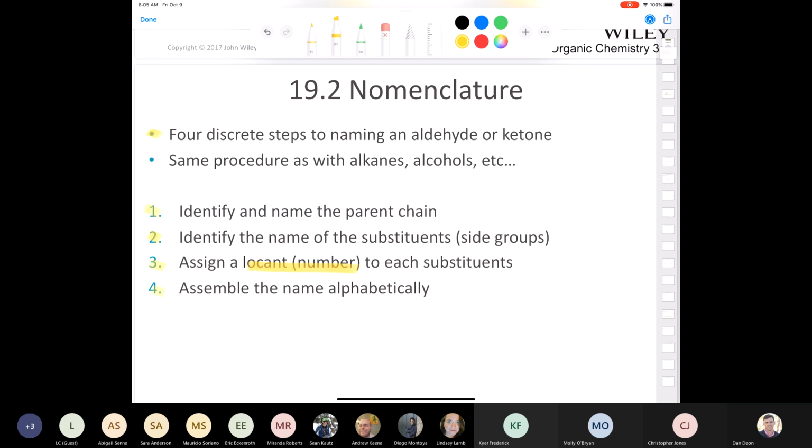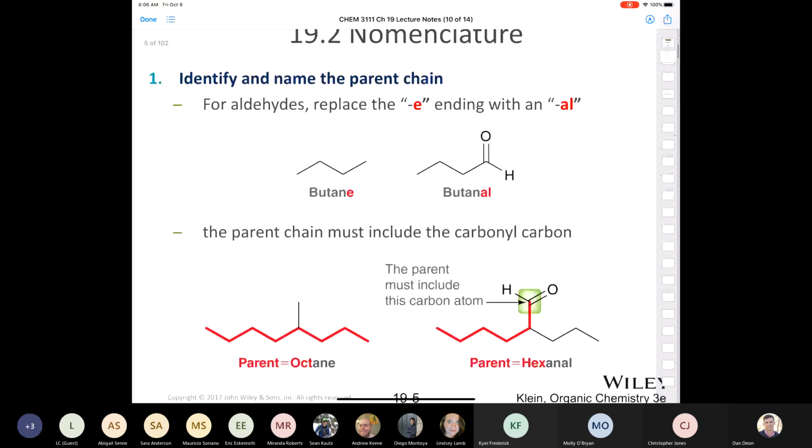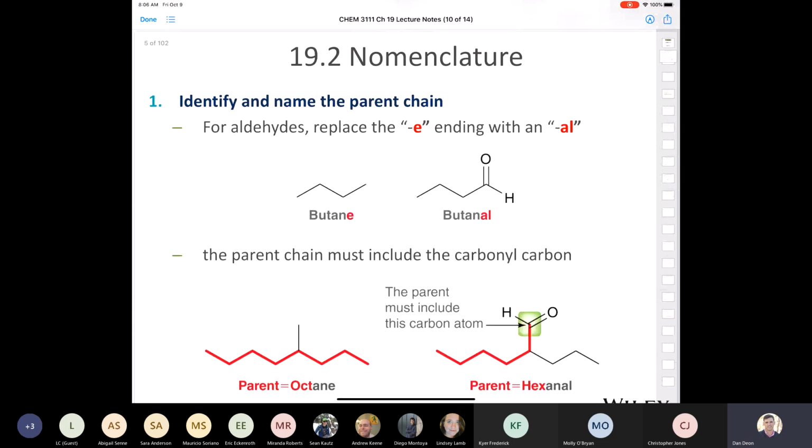So if you've been keeping up with your nomenclature thus far in the course, you can extend a lot of those things that you've learned into naming aldehydes and ketones. Again, number 1 is to identify the parent chain. For aldehydes, you replace the E from the end of the alkane with al, so butane becomes butanal. Methane would be methanal, ethane would be ethanal, propane would be propanal. I could keep going, but you probably don't want to hear any more. The parent chain always has to include the carbonyl carbon.